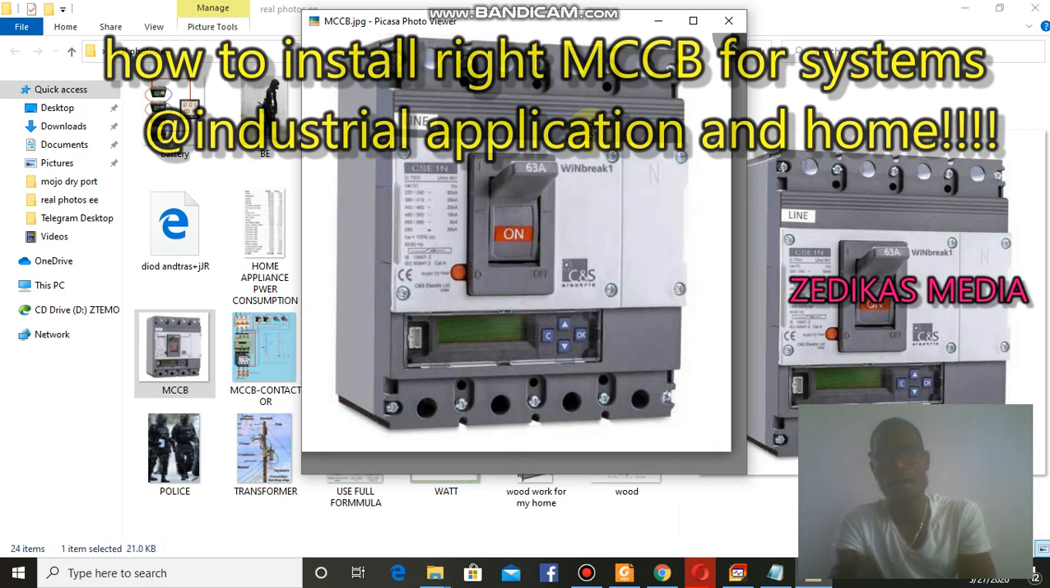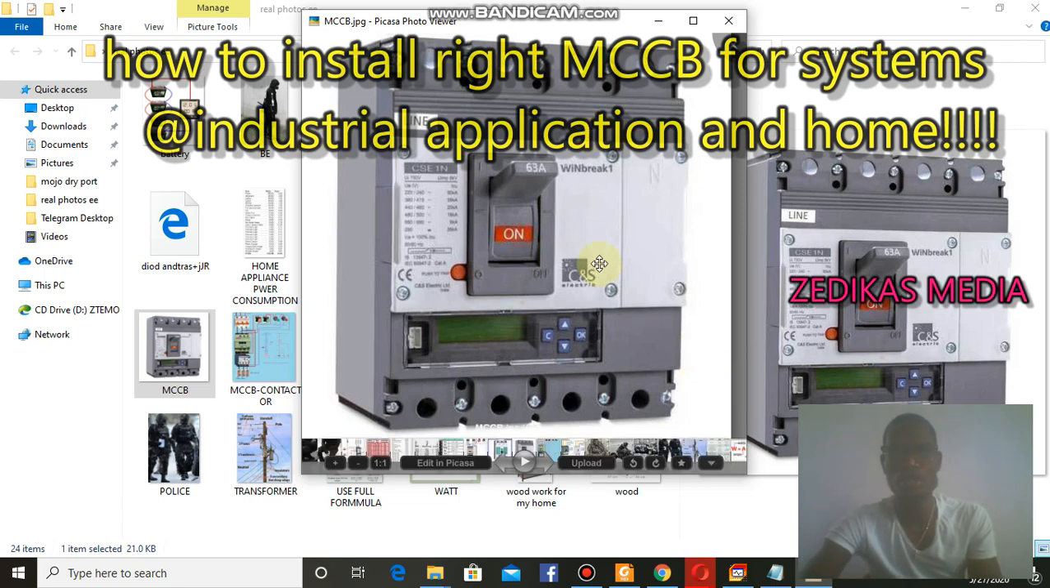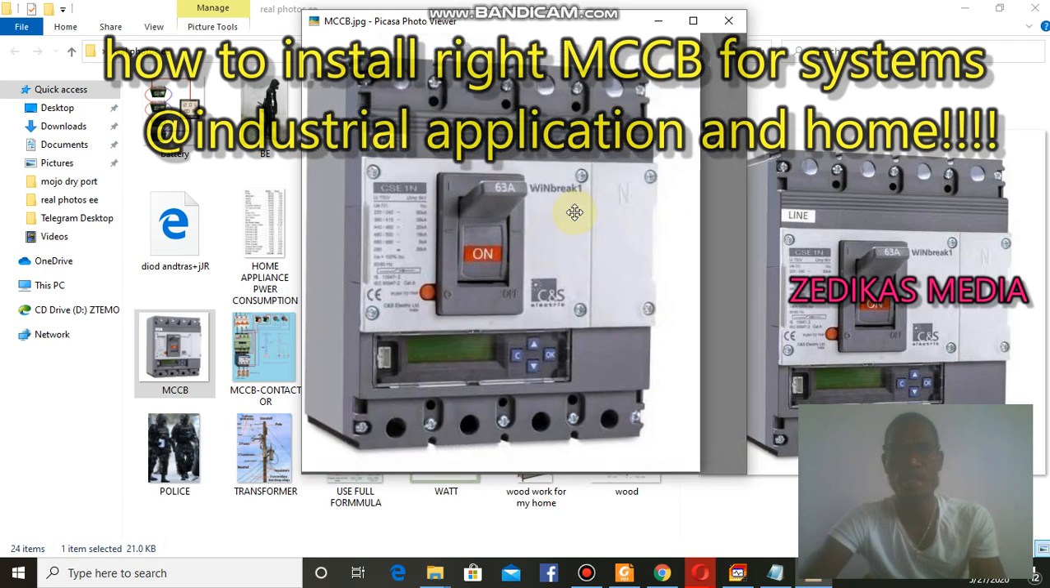A molded case circuit breaker is basically for three-phase power systems, and a miniature circuit breaker is basically used for single phase power systems. My motive here is to show you how we can select the right MCCB for our system. When we cannot select the right MCCB, our system is in danger.